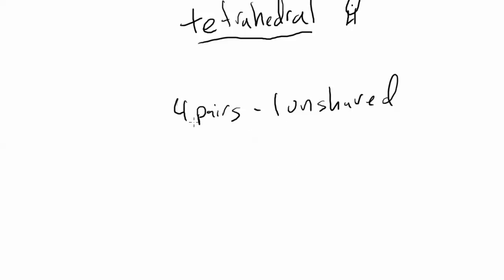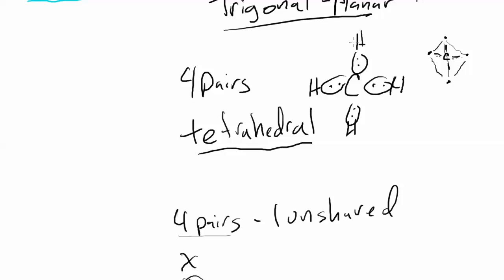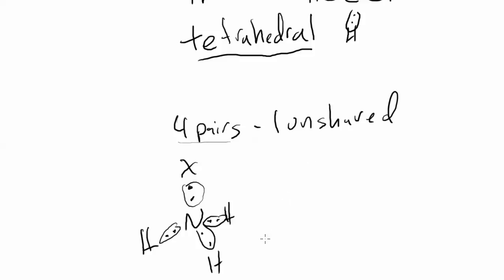Okay, so it's 4 pairs, so it's still going to be the tetrahedral shape. But this time there's no atom at the end of one of the pairs. There's no atom here. So it doesn't look like anything. What you get is kind of like the tetrahedron with the top atom missing, like a little pyramid. And this is called a trigonal pyramidal shape.